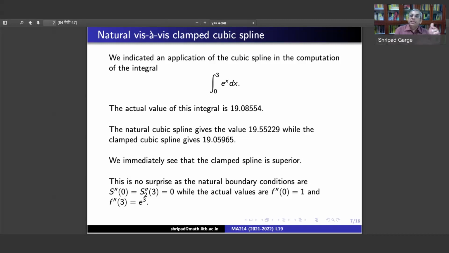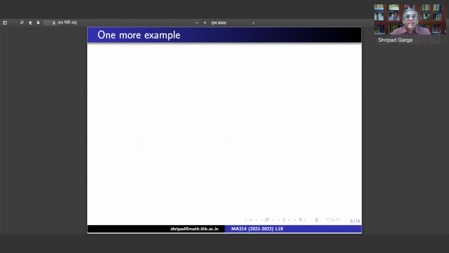So this is something that we have also said earlier, that although it is very natural to take the natural boundary conditions or the free boundary conditions, because the derivative values may not be available. But whenever the derivative values are available, we will always go for clamped cubic splines because they give you a much better approximation.